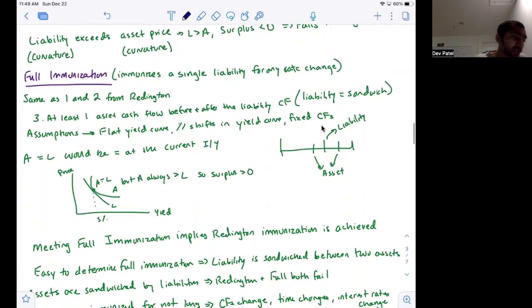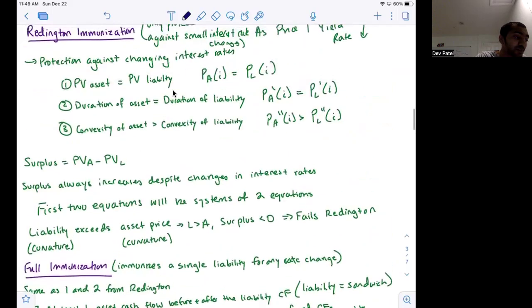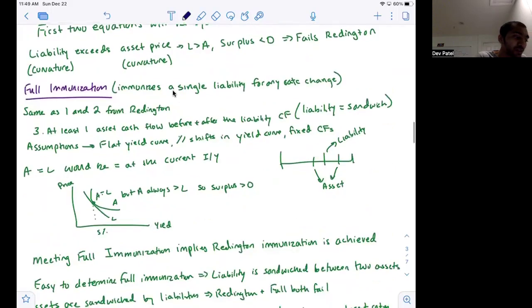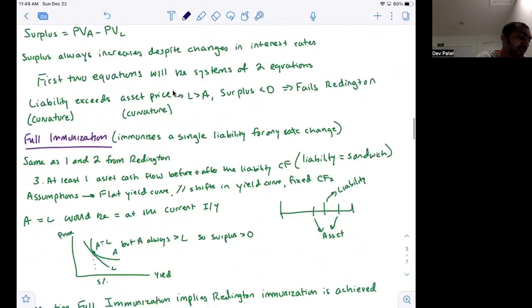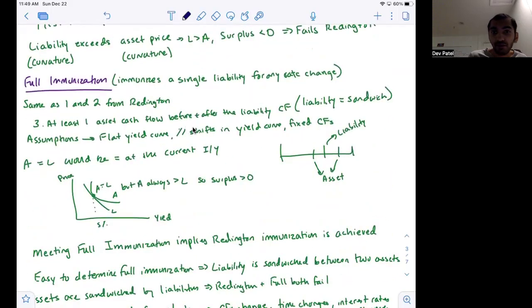Full immunization, as we mentioned, has the same requirements as the first two conditions. The only one that's different is the third: at least one asset cash flow has to be before and after each liability cash flow. You can think of the liability as the middle of a sandwich between the two assets. So here we have a liability at this time step, an asset before and an asset after. This would satisfy the conditions for full immunization.